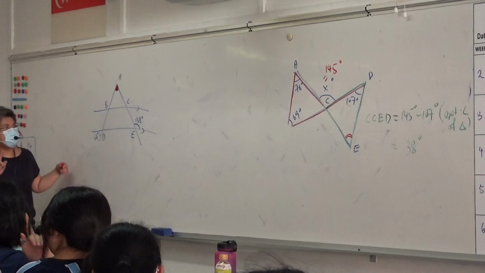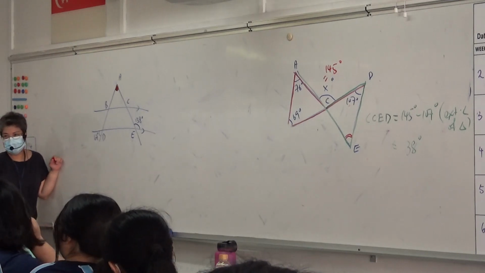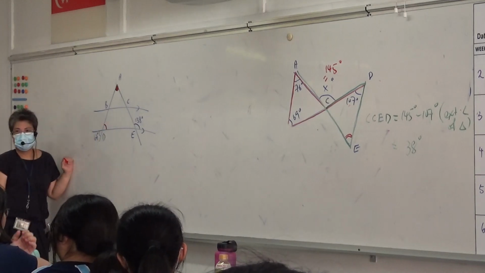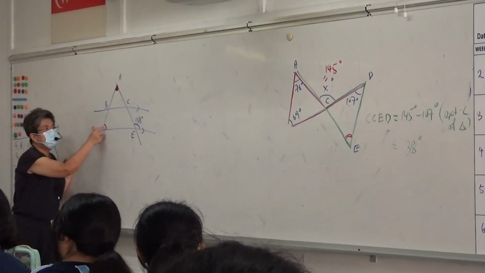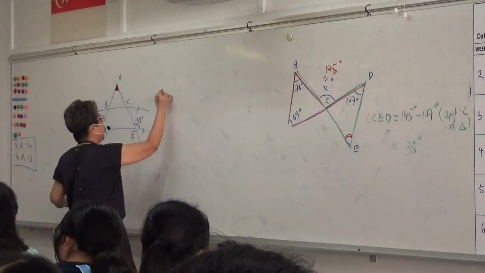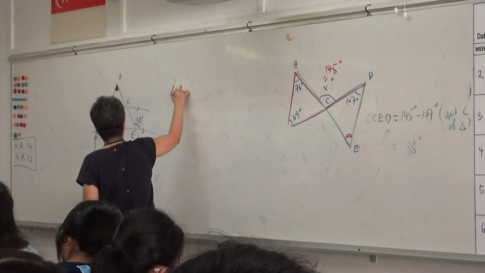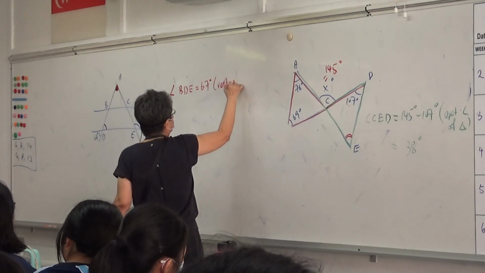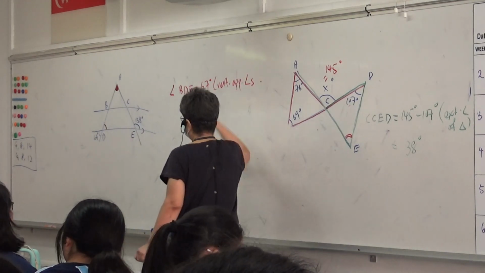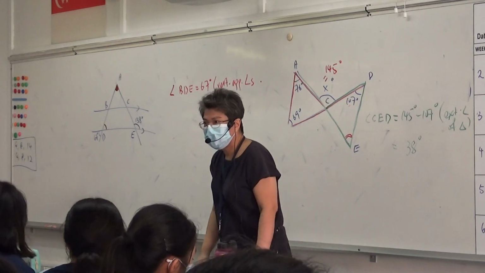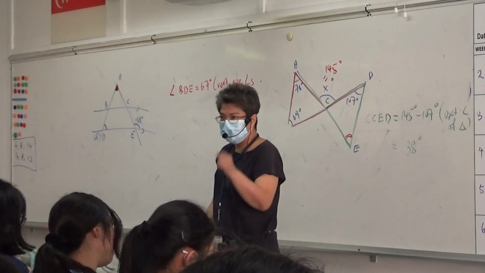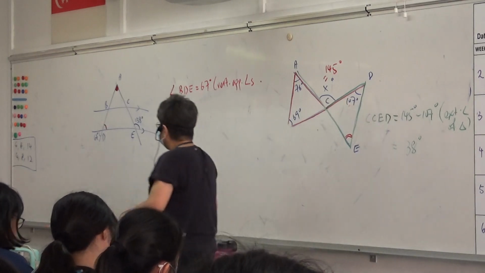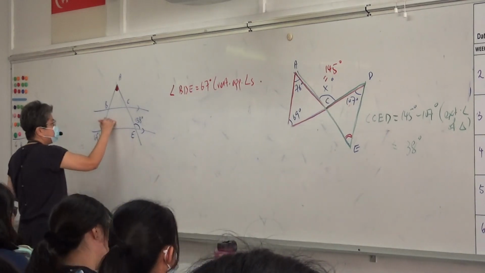Alright, there are many ways to do it. Okay, I'm going to do it this way. How will I find this angle? Vertically opposite angle. So, angle BDE will be 67 degrees. Vertically opposite angles, right? Alright now, I'm going to do it two ways. I'm going to show it to you. All of you look up. Now, I already know that this is 67 degrees.